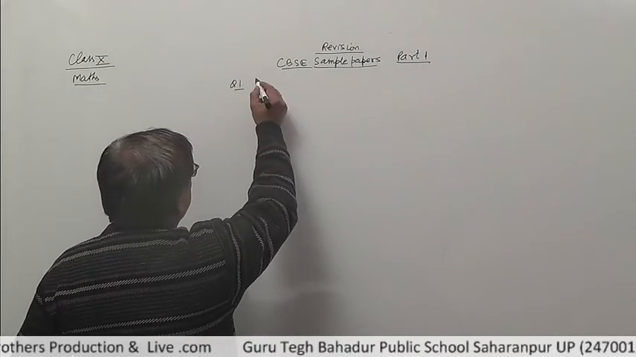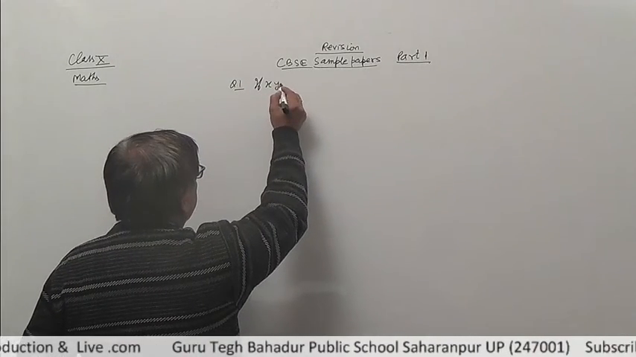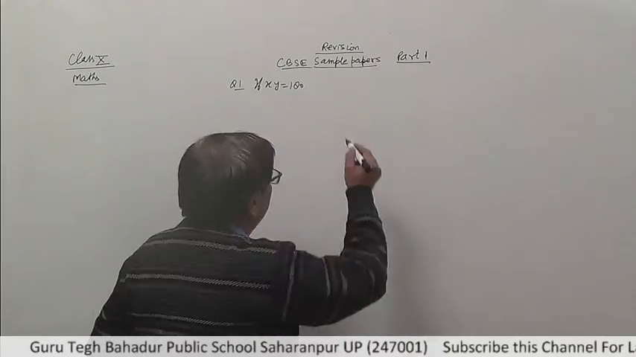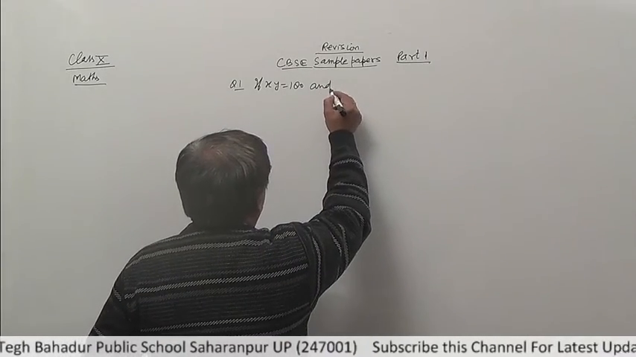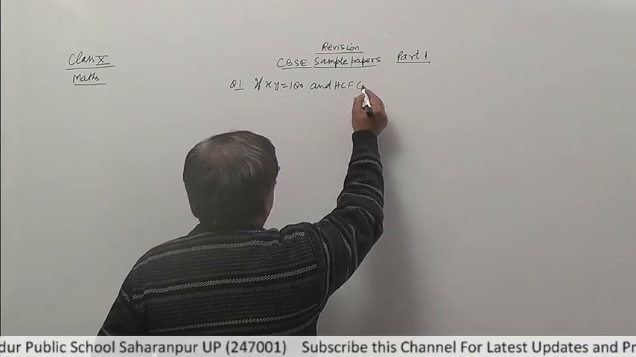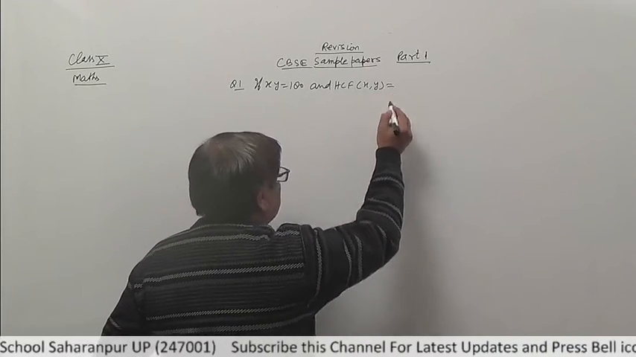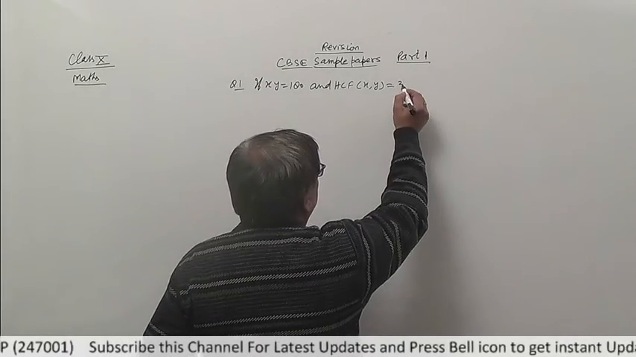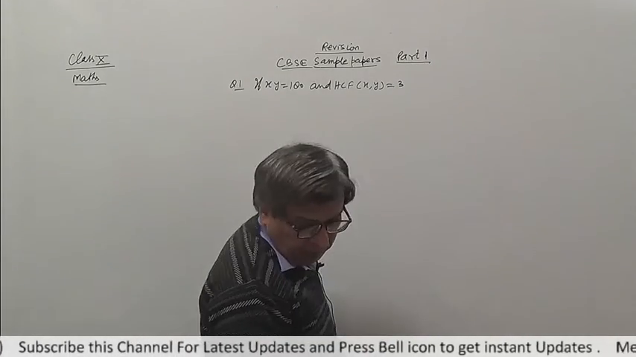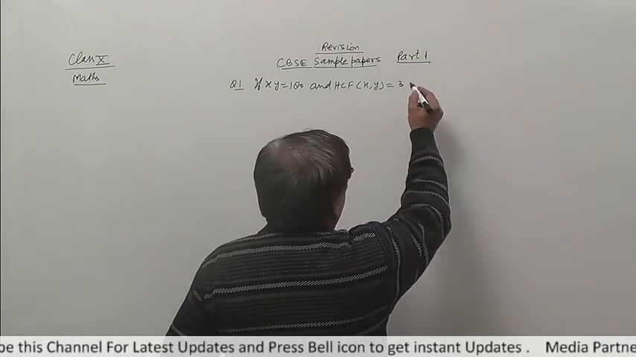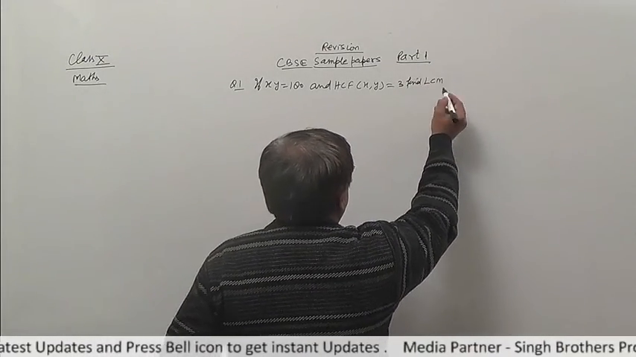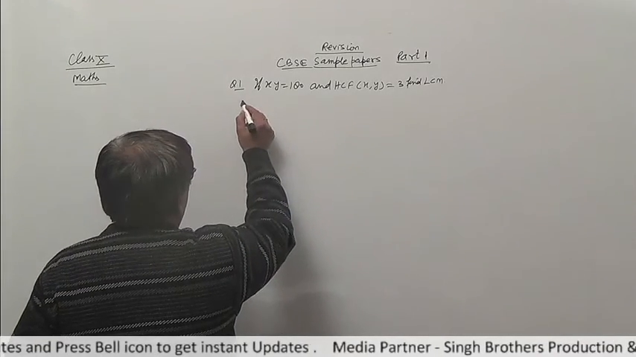If xy is equal to 180 and HCF of x, y is equal to 3, find LCM.